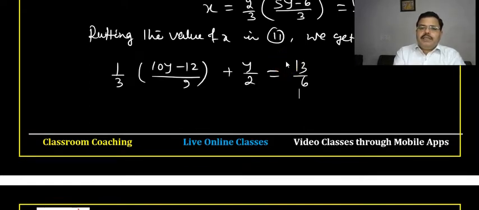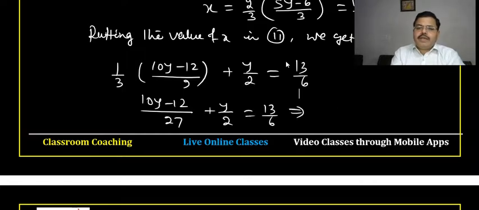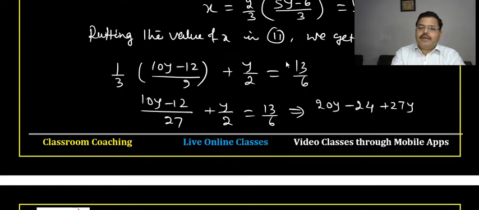3 nines are 27, so that will be (10y minus 12) upon 27 plus y by 2 is equal to 13 by 6. So further we can write it taking LCM: 10 into 2 is 20y minus 24 plus 27y upon, this will be 27 into 2. LCM will be 27 into 2, and that is 13 by 6. So 2 cancels this 3 times and 3 cancels this 9 times. So 9 will multiply this side, you know.